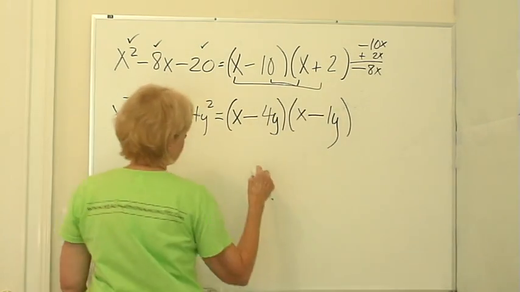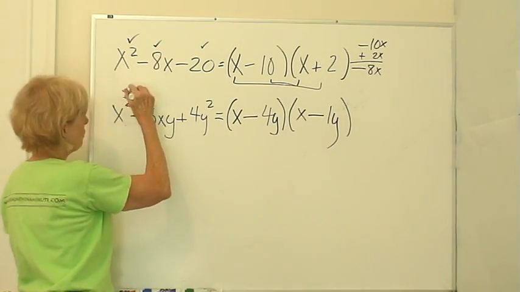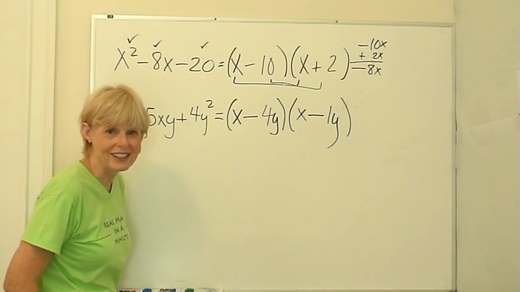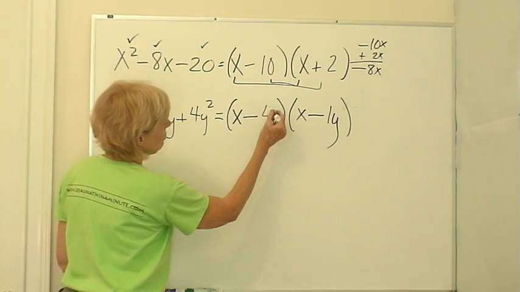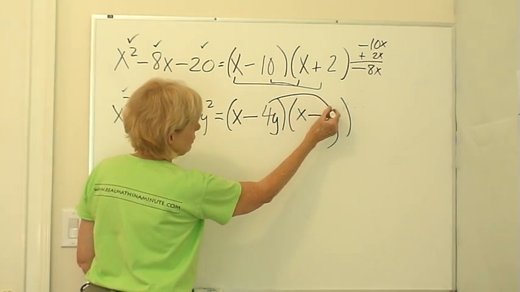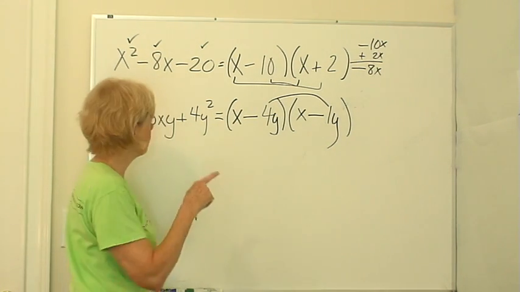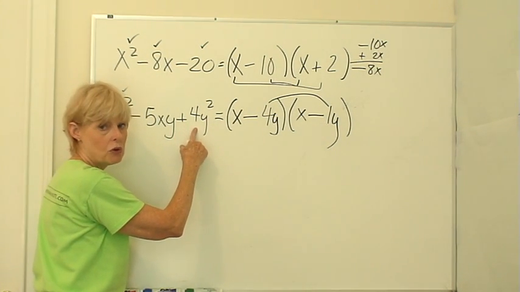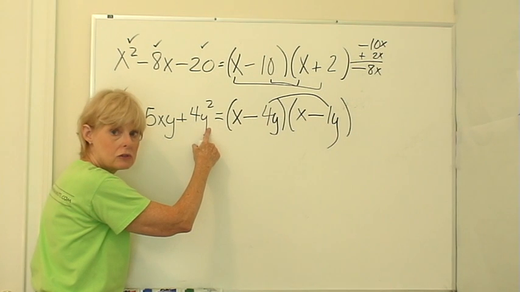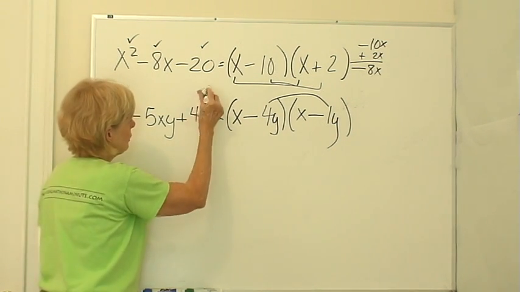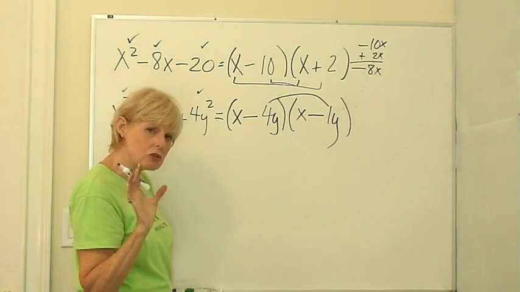So we got x times x is x squared, and that's the good part. We knew that was right anyway. Yay! Okay, and here, negative 4 times negative 1y would be negative times negative, positive 4y squared. Good. That's good. Now let's get the middle part. That's usually the tricky part.